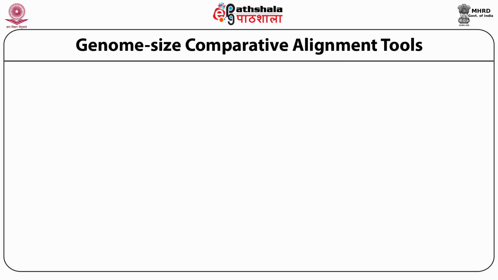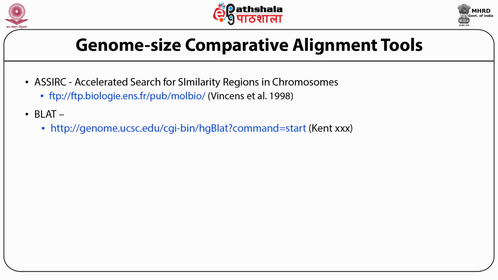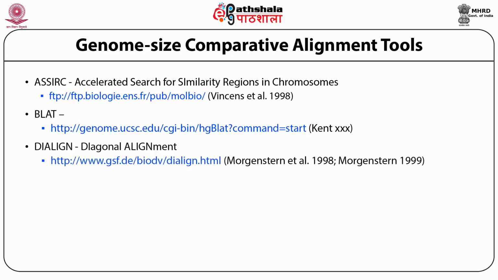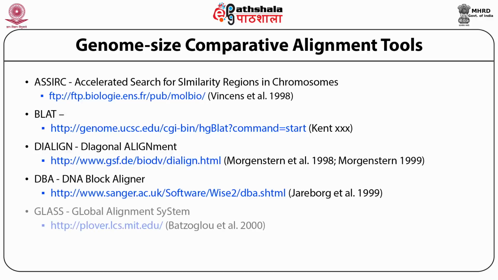We provide information about genome size and the comparative alignment tools. These are the different tools, like ASIRIC, accelerated search for similarity regions in a chromosome, and their URLs are given here. Then BLAT, then D-align, that's the diagonal alignment. Then DBA, that's the DNA block aligner, present on the Sanger website. Then GLASS, the global alignment system.